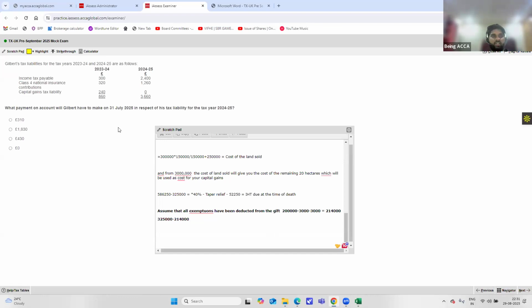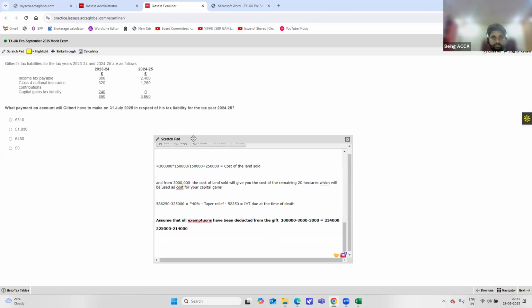Okay, let's move to the next question. Over here, Gilbert's income tax liability for the tax year 23-24 and 24-25 are as follows. Income tax payable 300, 320, 24-25 is 2,400, 1260. CGT is 240 here and 0 over here. What payment on account will Gilbert have to make on 31st July 2025 in respect of his tax liability for the tax year 24-25? So here they're asking about a payment on account that is to be made.